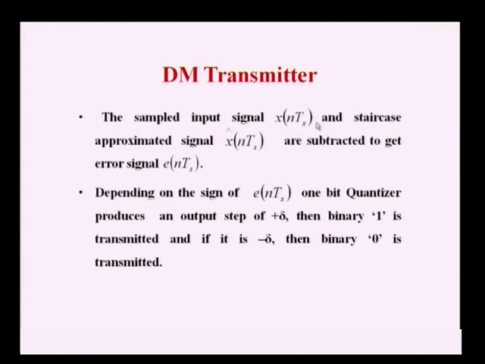So, in case of transmitter, the sampled input signal and the staircase approximated signal are subtracted to get the error signal. So, depending upon the error signal, the 1 bit quantizer produces an output step of plus del, then the binary will be 1 and it is transmitted, and if the output is minus del, then the binary 0 is transmitted.